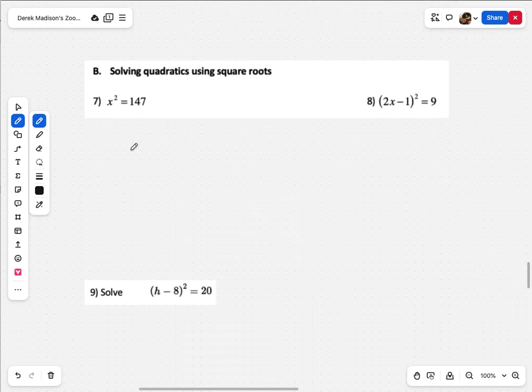Next up is solving quadratics using roots. So this only works when you have something squared that you can undo with a root. So if you look at all 3 of these problems, x squared, chunk of math squared, likewise another chunk of math squared. So when we see something in that form, we can use the square root property to solve.